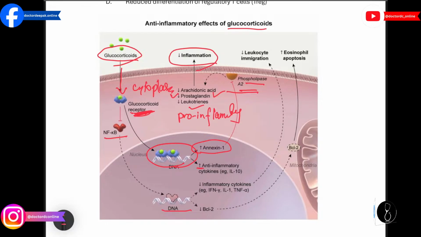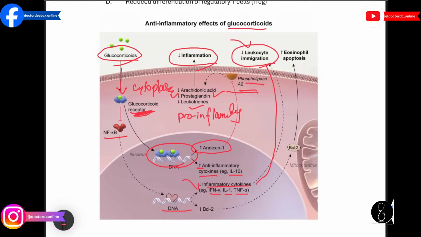What is second? Now they will increase the production of anti-inflammatory cytokines, like interleukin 10. So they will decrease the inflammation. They also decrease the inflammatory cytokines, which are interferon gamma, interleukin 1, and tumor necrosis factor alpha. When these are decreased, automatically there will be decreased leukocyte migration. There will be no leukocyte action and no locomotion.